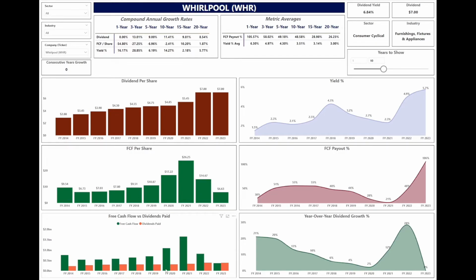So while their dividend has steadily grown in the past 10 years or so, the free cash flow has not kept up recently. So to me, looking at these dividend metrics right now, this signals a company that could be a dividend trap.